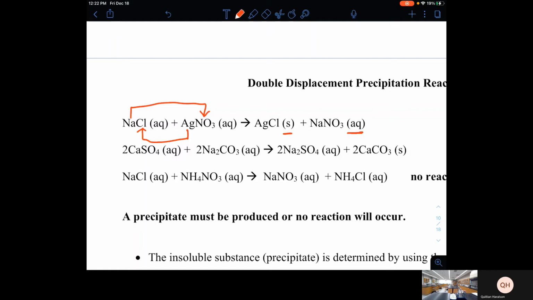And how you're going to figure out which one's going to be the solid, which we call our precipitate, because remember, you mix 2 liquids together or 2 aqueous together, you get a solid. That solid is our precipitate right here. But how are you going to figure out which one is a precipitate and which one is going to be aqueous, we'll talk about in a second. First thing I want to do is just make sure that you can switch partners. That's all you need to do right now.